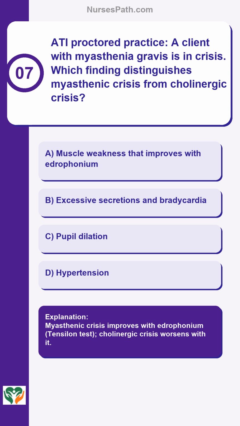Myasthenic crisis improves with edrophonium, the Tensilon test. Cholinergic crisis worsens with it.